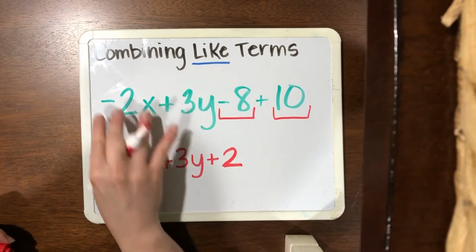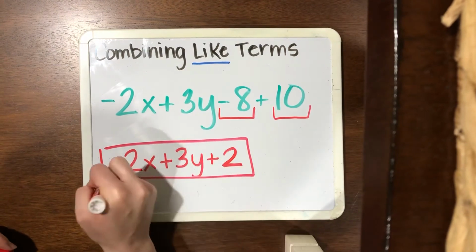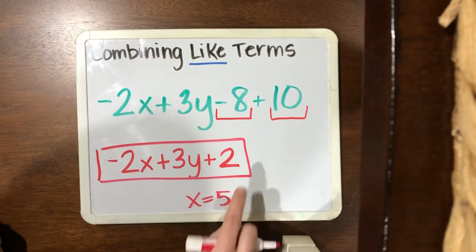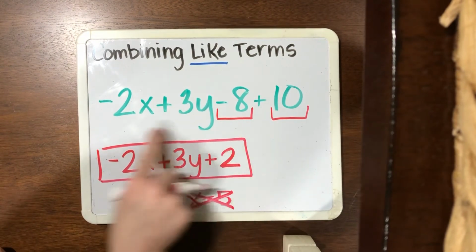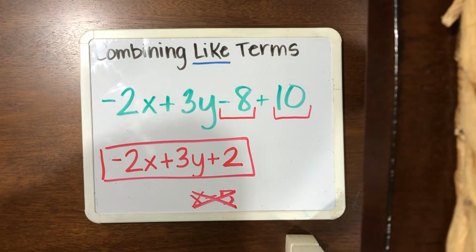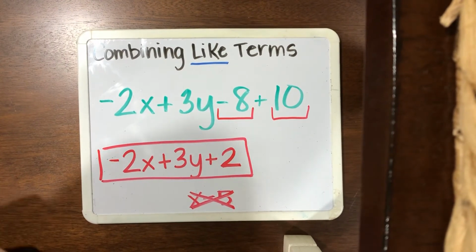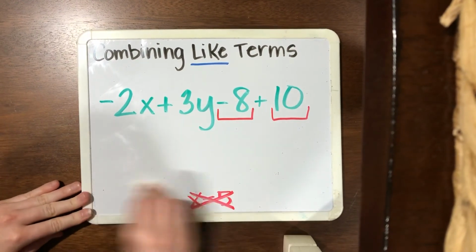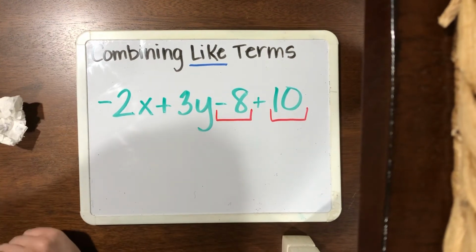So if you can't combine them, they still have to be part of your final answer. Remember, for these, you're not going to have answers like this because you don't have an equal sign. These are expressions. So for this, we're not looking for answers like that. We're looking for answers in expression form. And we're only combining terms that are alike. We're only combining constants. You can combine negatives and positives, but you cannot combine terms with different variables.